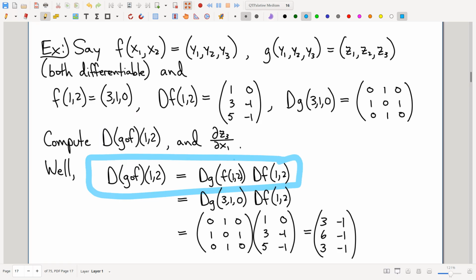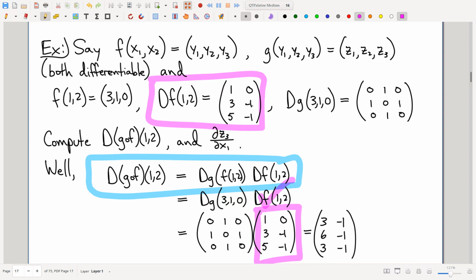And then let's see, what can I plug into that? I'm going to need to know df at (1, 2). Oh my God, look at that. I already have df at (1, 2). That's just this right here. So, boom. Write that down. Everybody good?